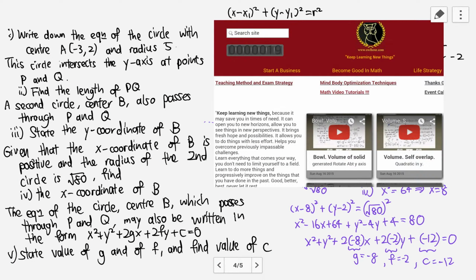Okay, so this is a question on conics, on circles or ellipses. Is that on that topic? To do this question, you need to know the standard formula for a circle.